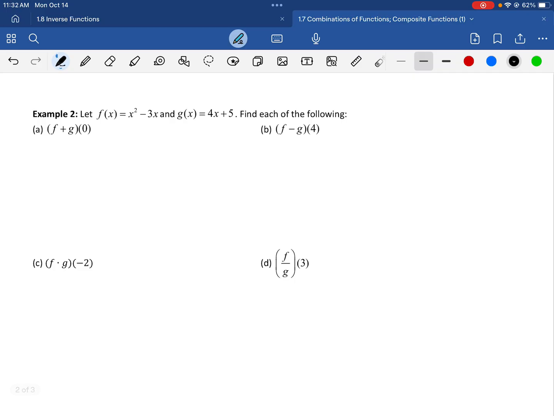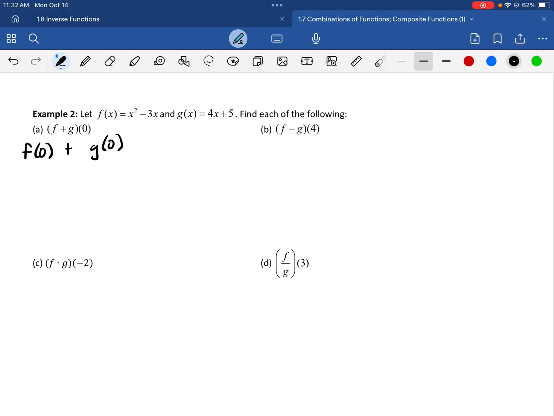All right, so practicing a couple of these, doing some operations with these different functions. So they've given us two functions here. The first one tells us to do f plus g of 0. So based on what that rule says, it means to do f of 0 plus g of 0.